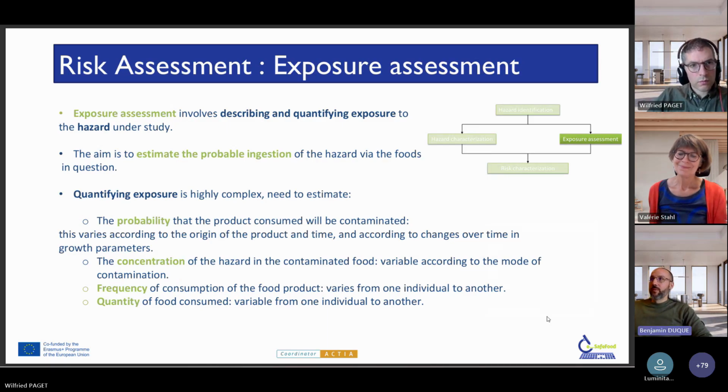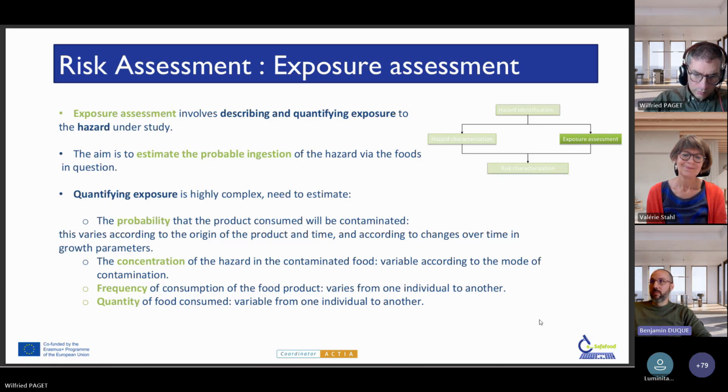So the next step, the other step after the hazard characterization, is the exposure assessment. In this step, the goal is to describe and quantify the exposure to a hazard. That means the estimates of a probable ingestion of the hazard via food. This step is very complex because a lot of data is required.